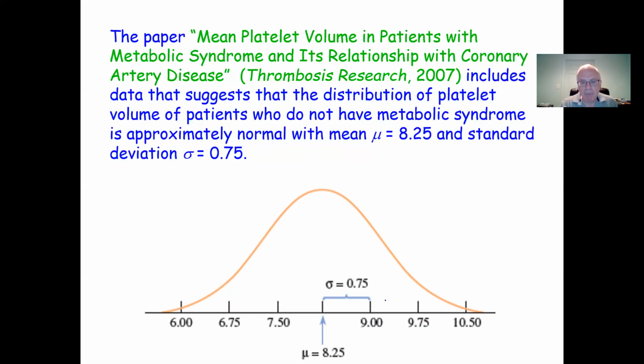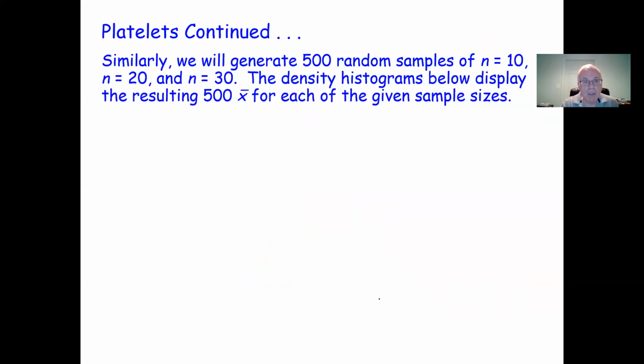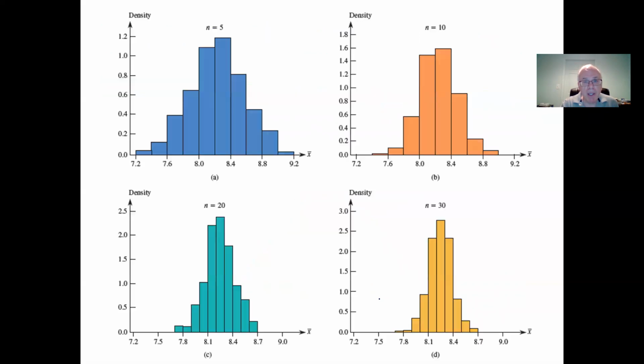Notice that the value 9 is one standard deviation higher than the mean. The value 7.5 is one standard deviation lower than the mean, right? So we've all seen this normal curve before. They used a software program called Minitab to generate this curve here. Now this is just to illustrate the idea that the bigger the sample size, the narrower the distribution looks for the sampling distribution.